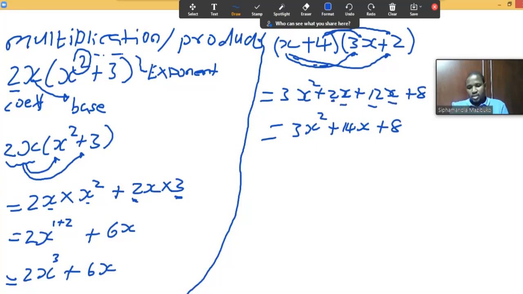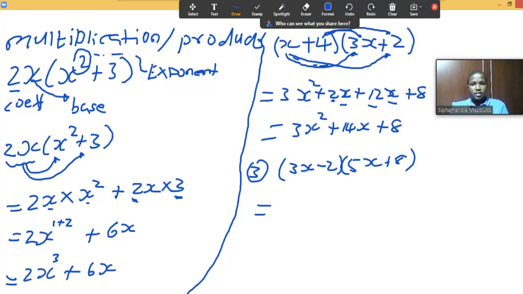Let's look at the next example. We can call this example 3. So this is our example 3. In this case we're looking at (3x - 2)(5x + 8). Okay, so this is also a binomial by binomial.